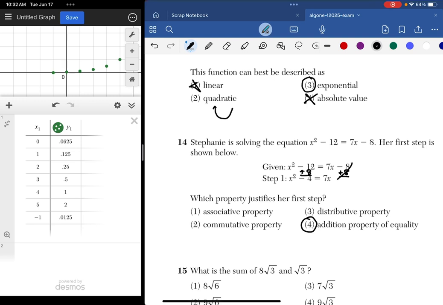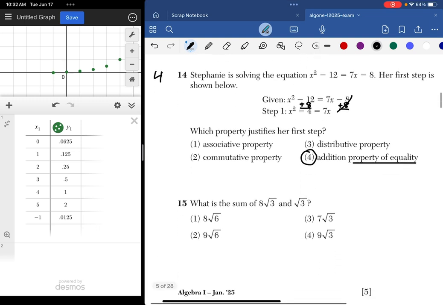Whenever you do something to both sides of an equation, so multiply both sides of an equation by a number, or divide, or add, or subtract, those are properties of equality. So it was kind of a dead giveaway here once I realized we added an 8 to both sides, that it couldn't have been the others because they're not properties of equality.